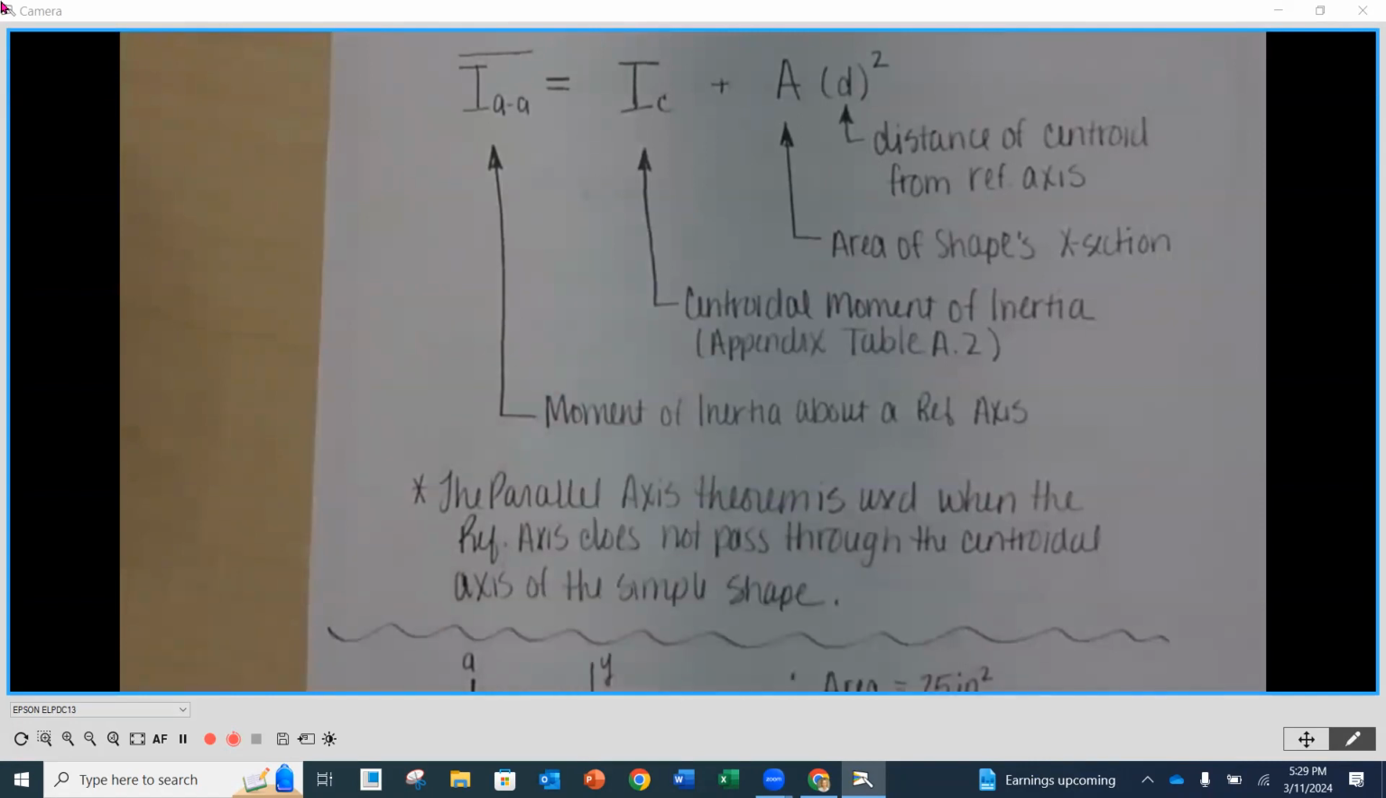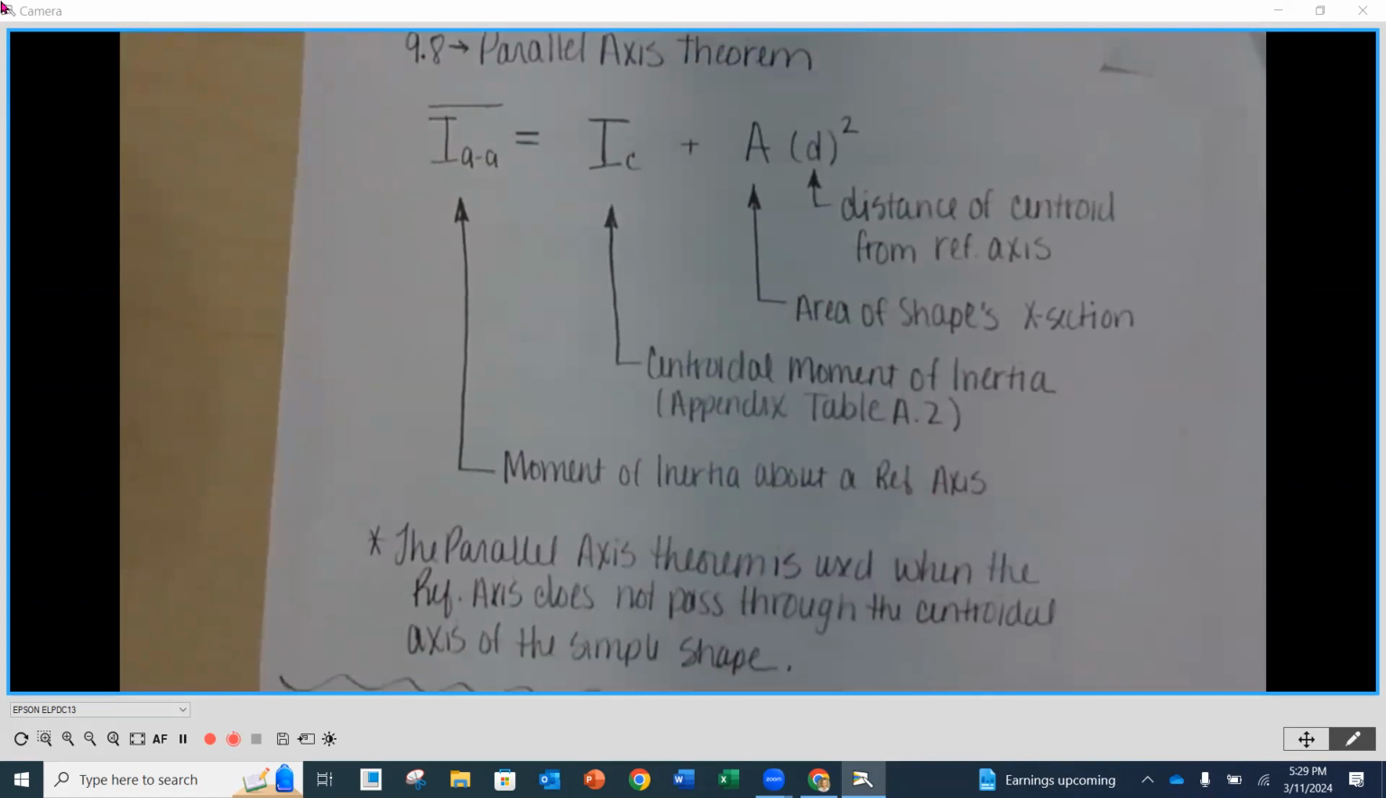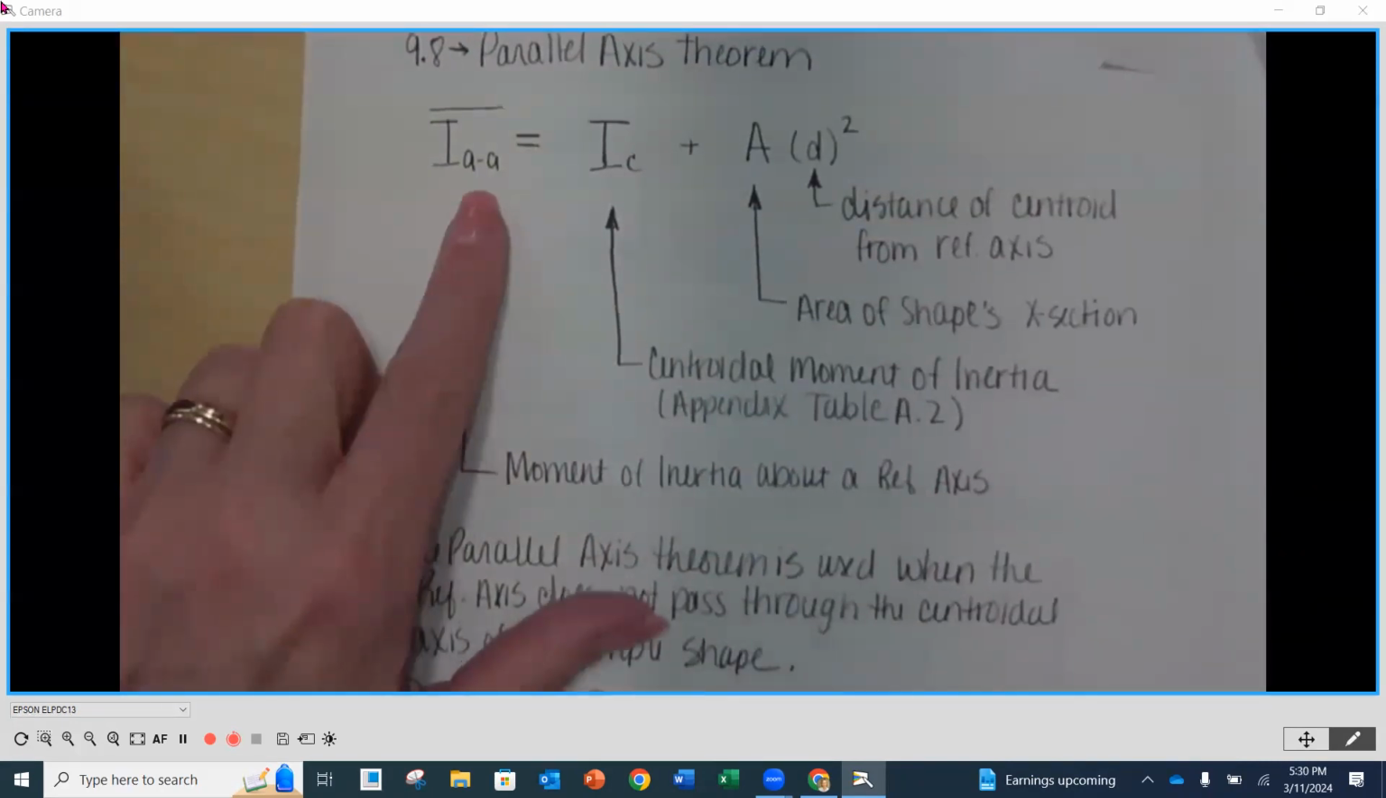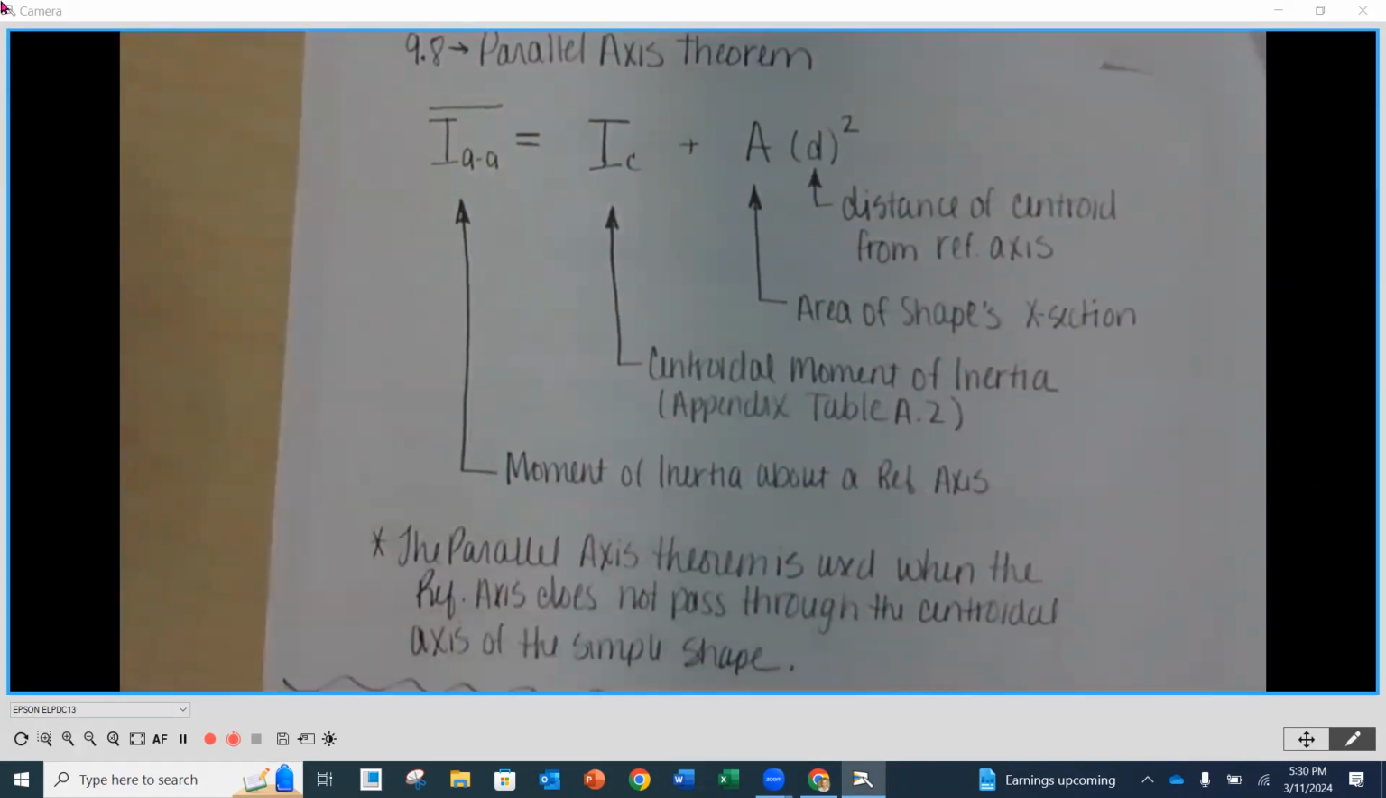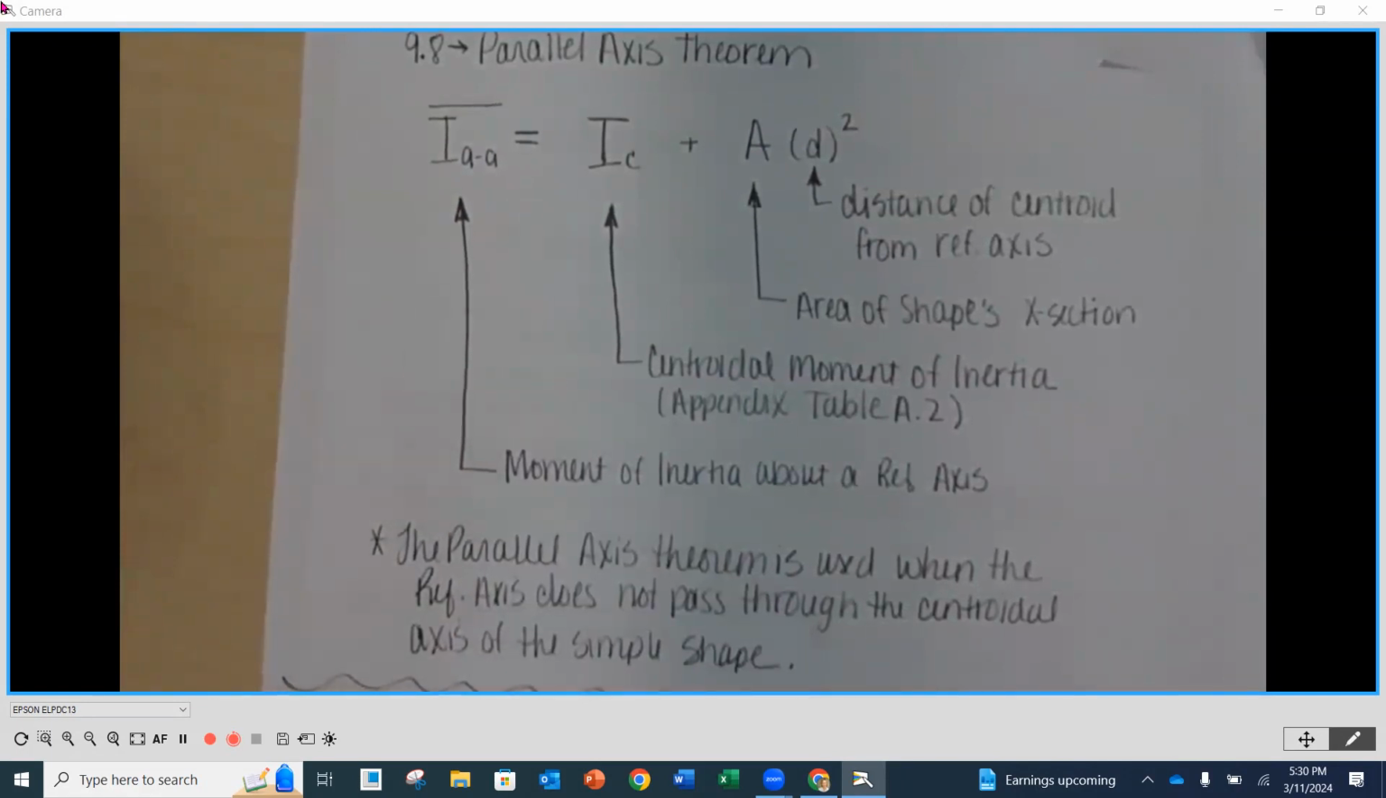So it says parallel axis theorem. Let's kind of break this down. So as we see here, this is going to be the moment of inertia about whatever reference axis we're looking at. And in this case, they're just calling it out as reference axis AA, okay? And the line above just means it's the overall, or the total. And it's going to be equal to the moment of inertia about the centroidal axis, okay?